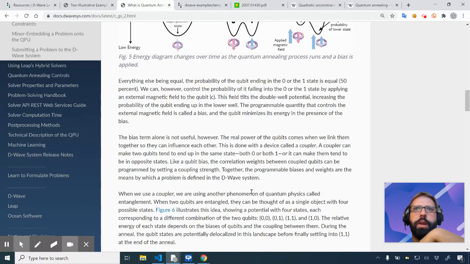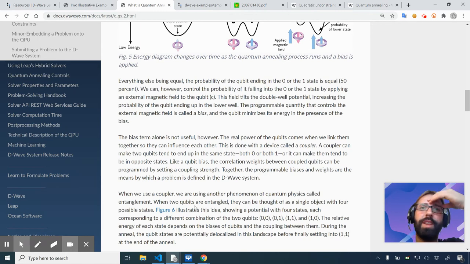The programmable biases and weights are the means by which a problem is defined in the D-Wave system. So when we use a coupler, this coupling strength is what is going to allow us to define whether we want them to end up the same or different. When we're using a coupler, we are using another phenomenon of quantum physics called entanglement.